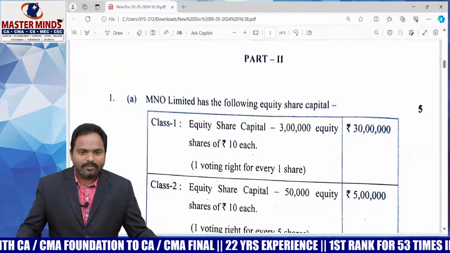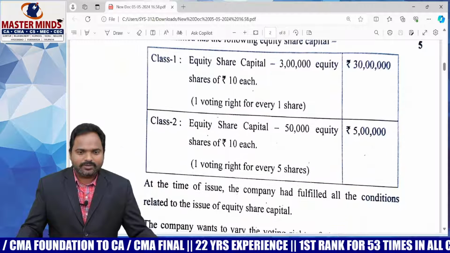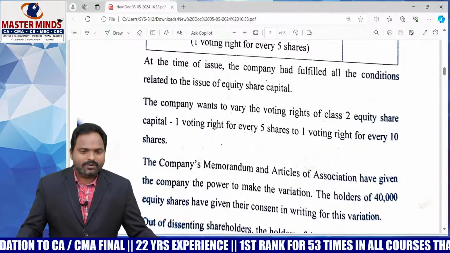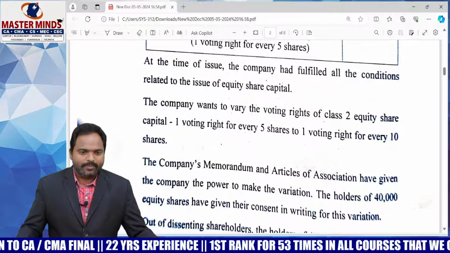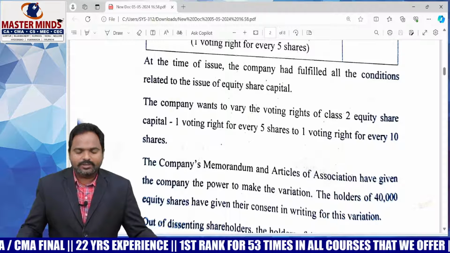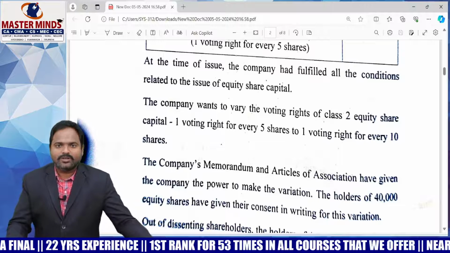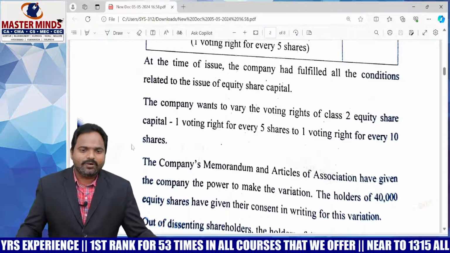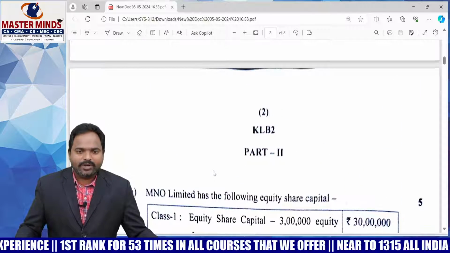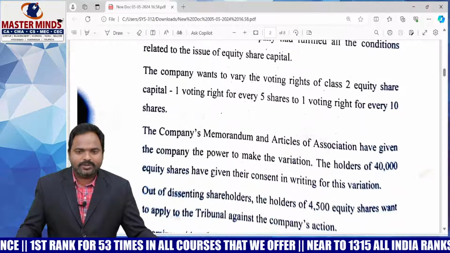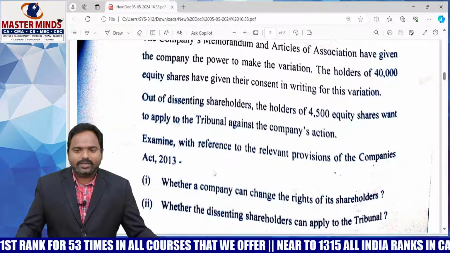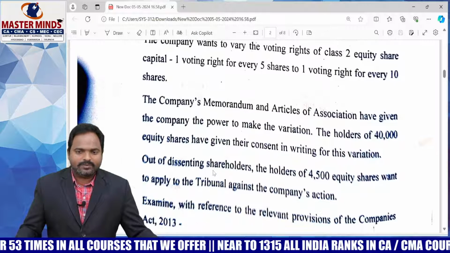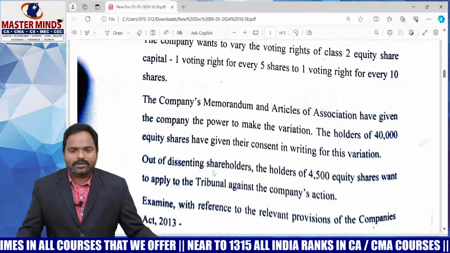Question number 1A, MNO Limited has the following equity share capital. Class 1, class 2. This question is related to variation of shareholders' rights, section number 48, in the share capital and debentures chapter. If you want to vary one class of shareholders' rights, what is the procedure you have to follow? They are asking a 5 marks question from that. Whether it is possible to vary or not, and actually this is a practical question. You have to verify whether 3/4 consent has been taken or not.